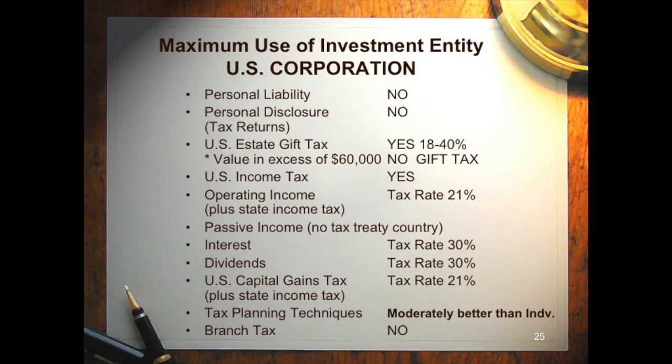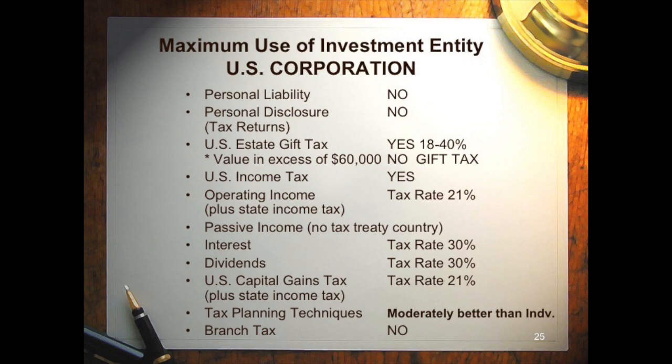is another entity where a foreigner can go ahead and open a corporation in any state in the United States. There's some formalities with identification and what have you. The U.S. corporation is a little better than the individual investment type because there's no personal liability. There's no disclosure. You don't file tax returns. The corporation files tax returns.